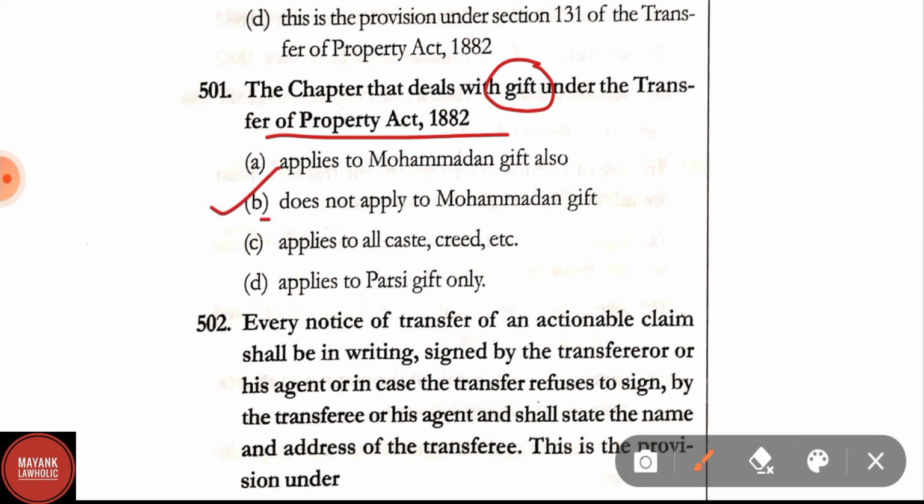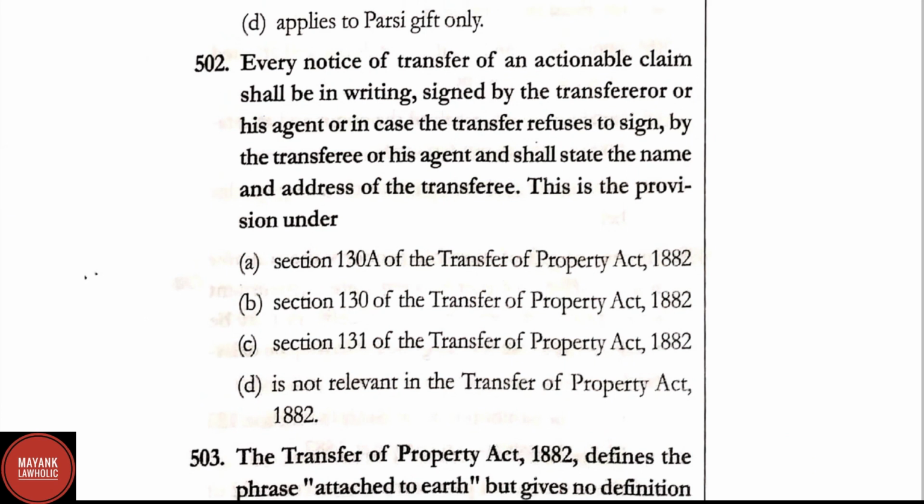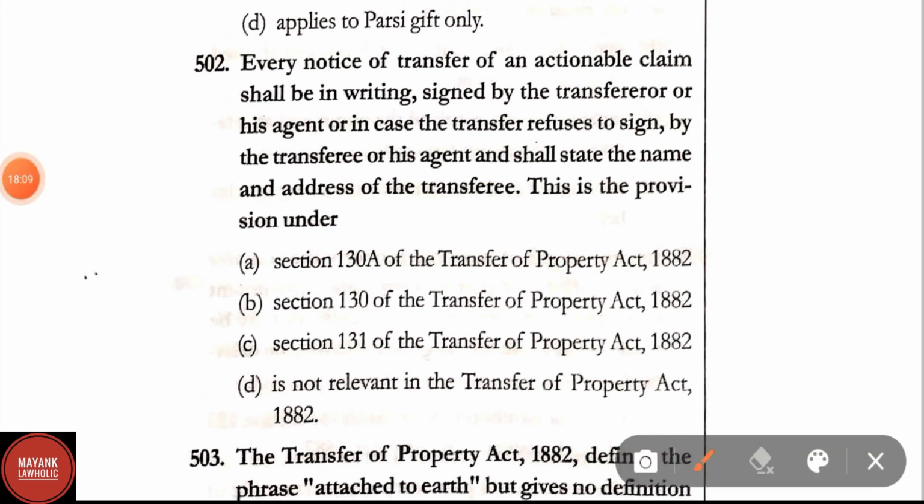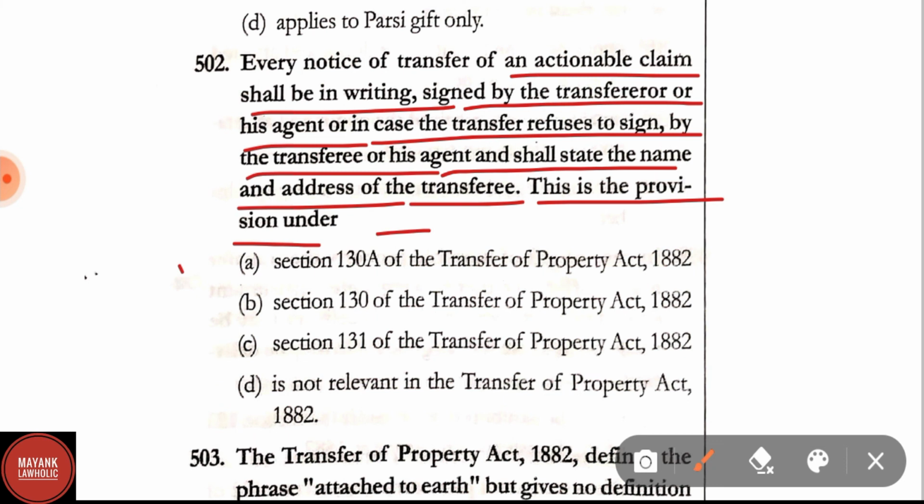Here correct answer is option B, does not apply to Mohammedan gift. Question number 502. Every notice of transfer of an actionable claim shall be in writing, signed by the transferor or his agent, or in case the transferor refuses to sign, by the transferee or his agent, and shall state the name and address of the transferee. This is the provision under option A, section 130A of TPA, option B, section 130 of TPA, option C, section 131 of TPA, and option D is not relevant under TPA. Here correct answer is option A, section 130A of TPA.